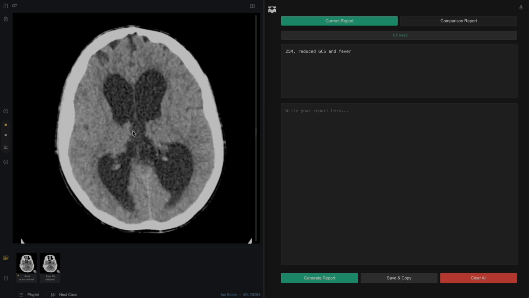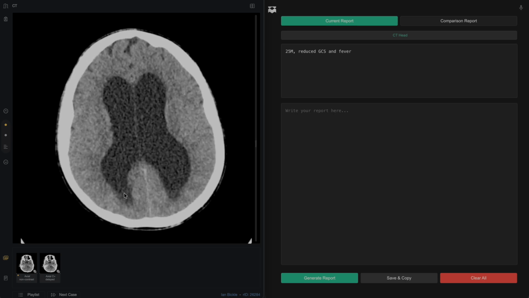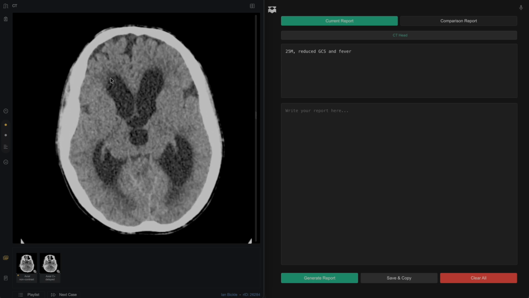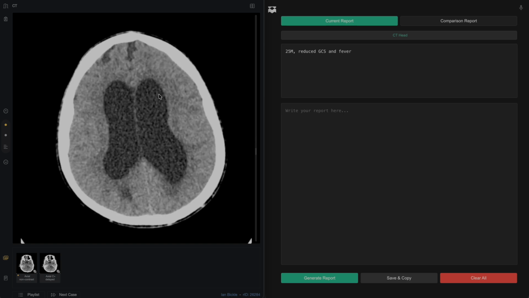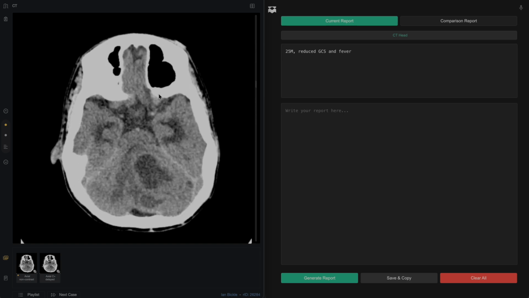We can also see a little amount of low attenuation just posterior to the occipital horns and maybe a little bit just anterior to the frontal horns of the lateral ventricles, which looks like a little bit of transependymal edema, in keeping with an acute hydrocephalus kind of picture. As we scroll down into the posterior fossa, we can see the likely cause for this.